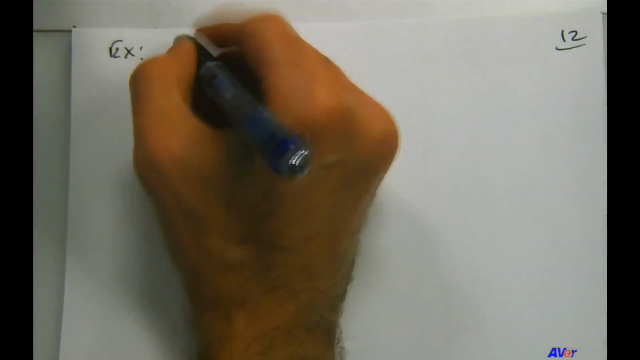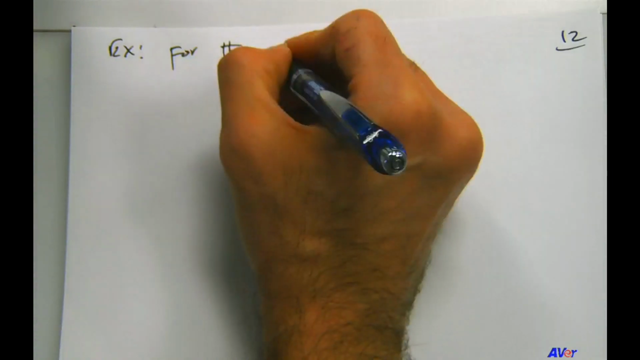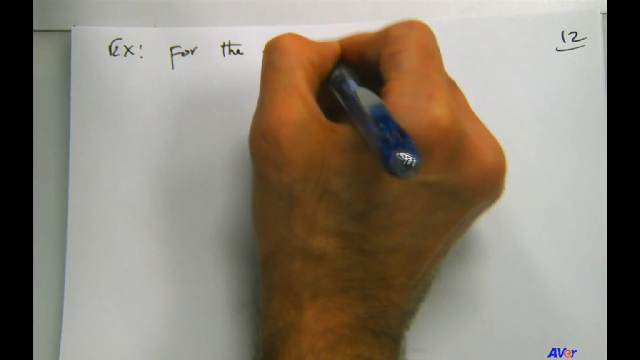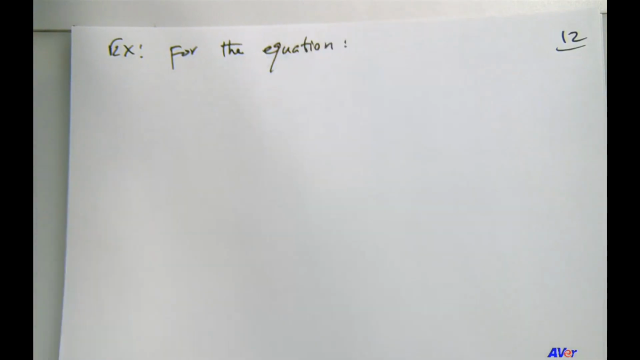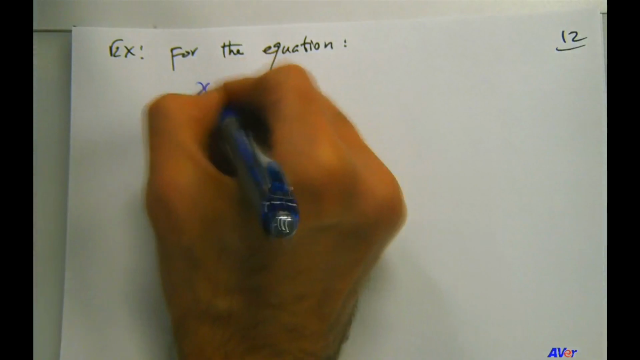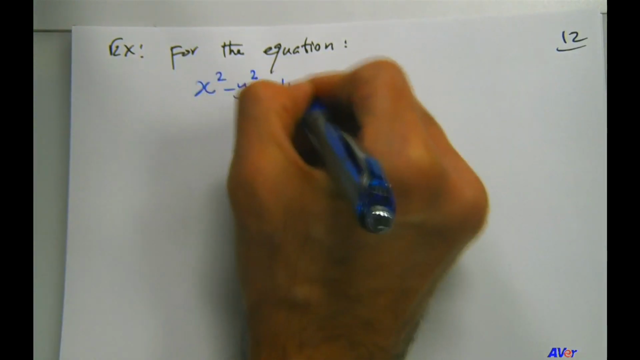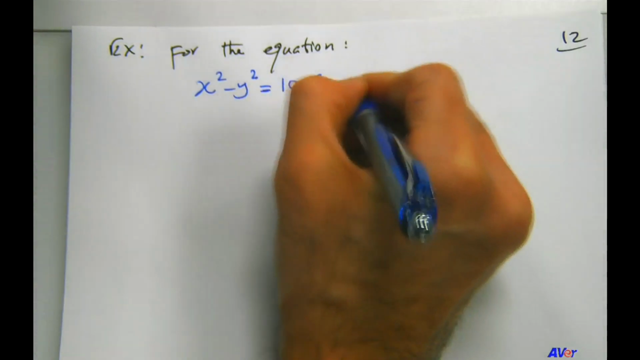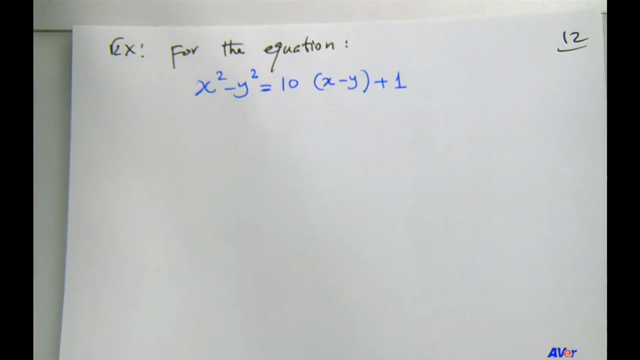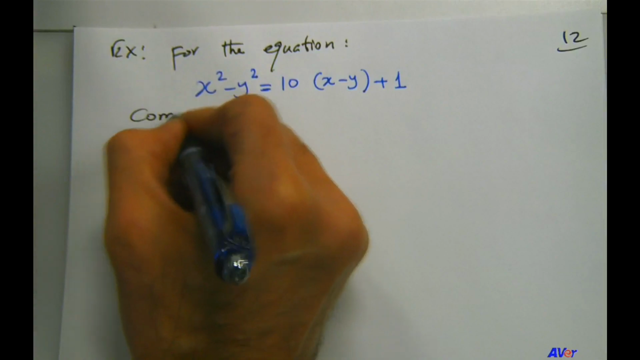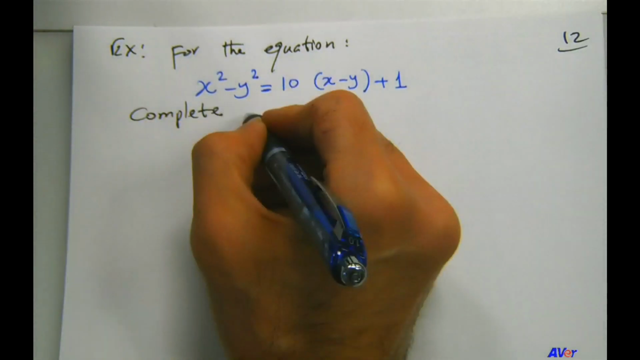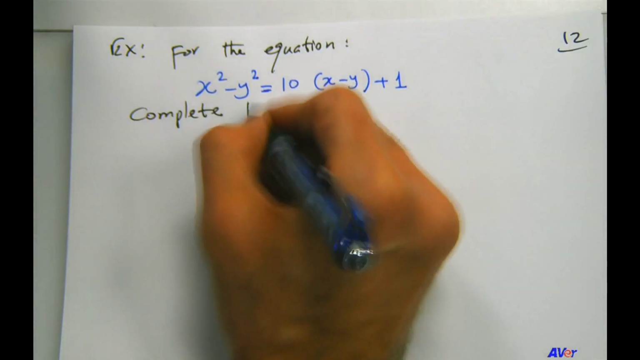So let us do another example of the same kind. For that equation, we want to complete this square again.